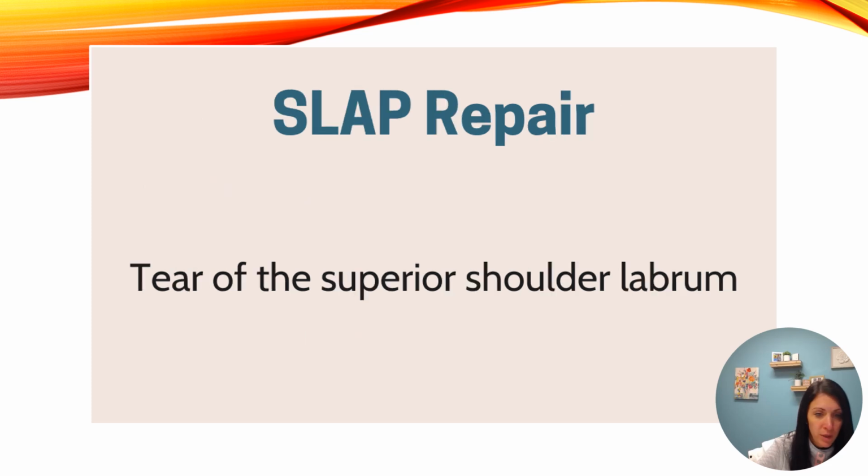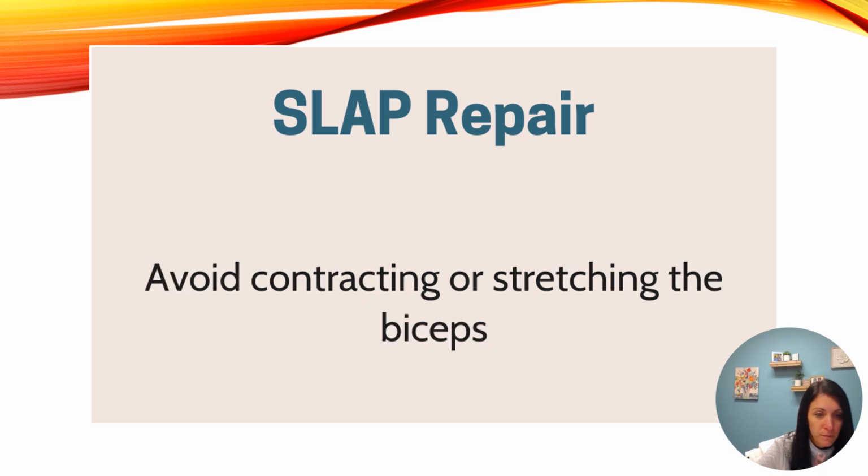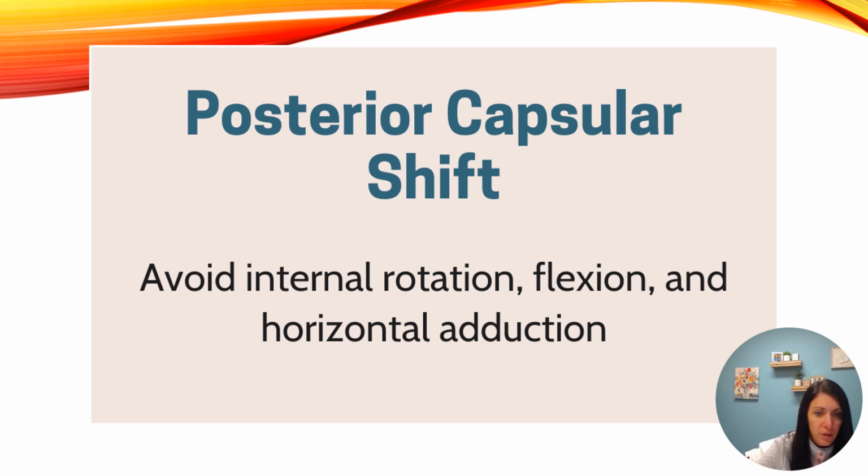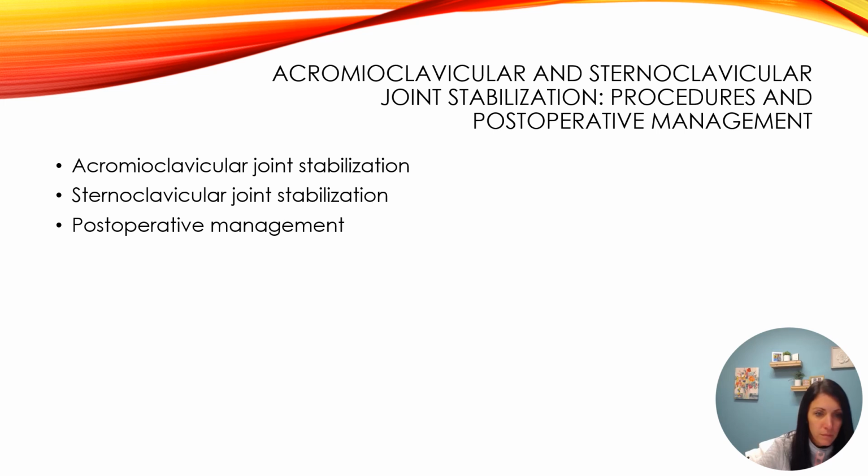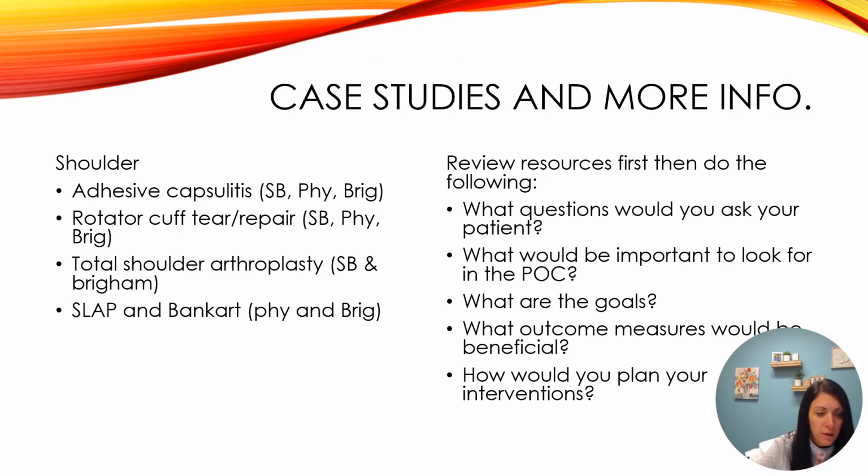It's pretty brief on there, but a SLAP repair is for a tear of the superior shoulder labrum, so you want to avoid contracting or stretching the biceps. For a posterior capsular shift, you're going to avoid internal rotation, flexion, and horizontal adduction. And here are some case studies as well, but we'll be talking about more of those in lab.